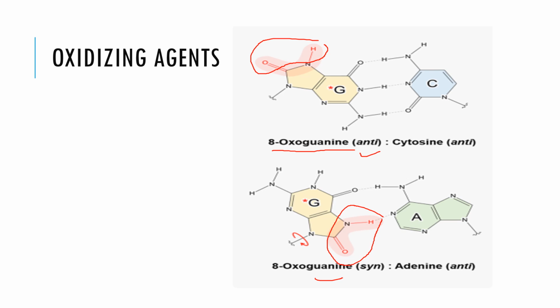Now if the 8-oxoguanine anti form is present, it will form a bond with cytosine, and if the 8-oxoguanine syn form is present, it will form a bond with adenine. So if oxidizing agents are present, they will also affect the affinity of nitrogenous bases. As you know, guanine forms a bond with cytosine and adenine forms a bond with thymine. Because of the oxidizing agent, you can see the affinity has changed.